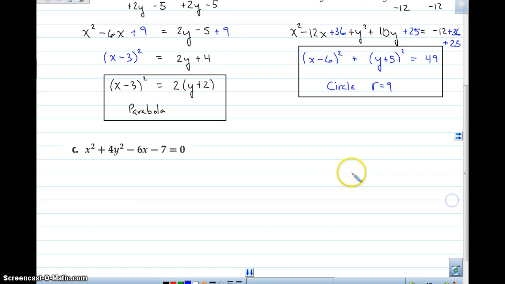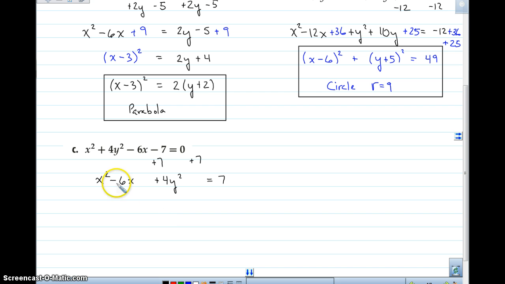And finally, we have one with an x squared, a y squared, and an x but no y. So let's see what happens in this scenario. We're still going to position together all of our variables that are alike. So x squared minus 6x plus 4y squared. And I'm still going to add the 7 over to the other side. And so I add the 7 over.